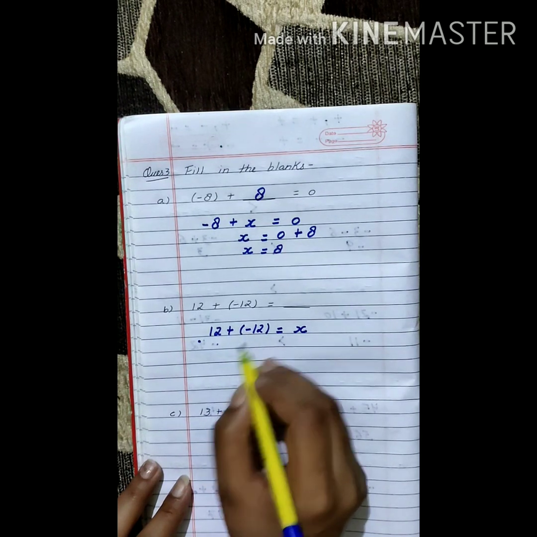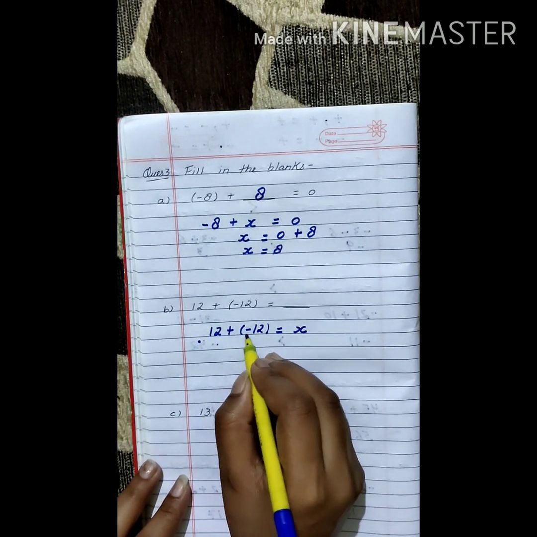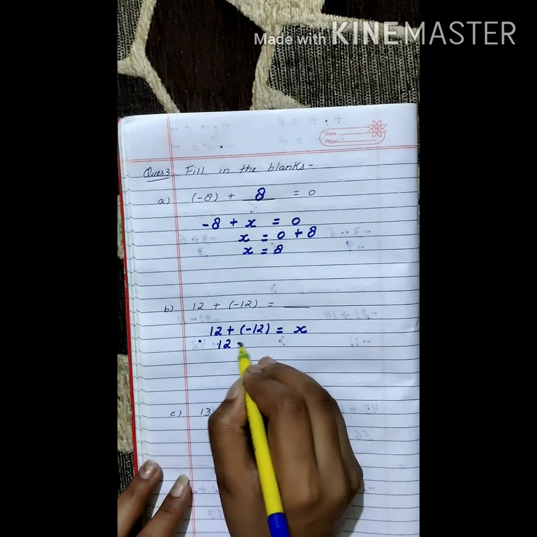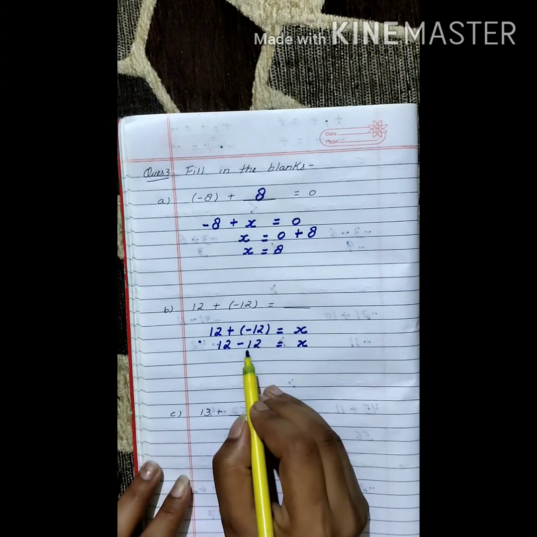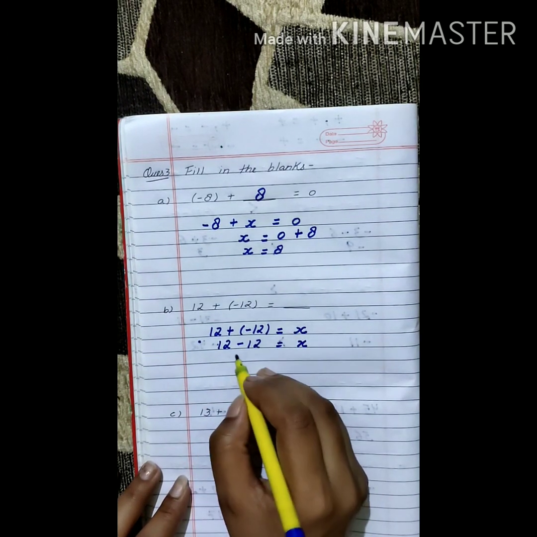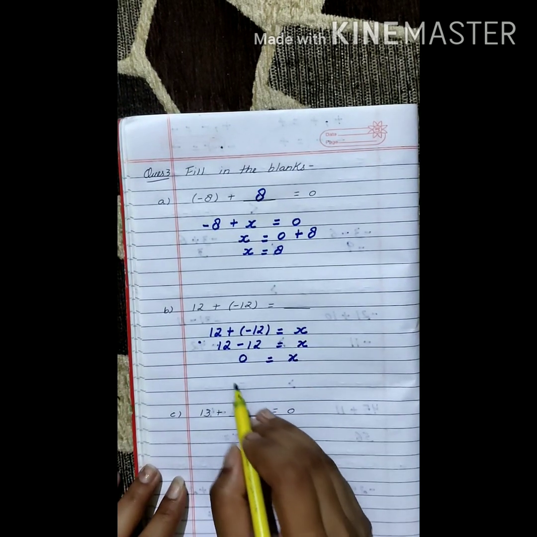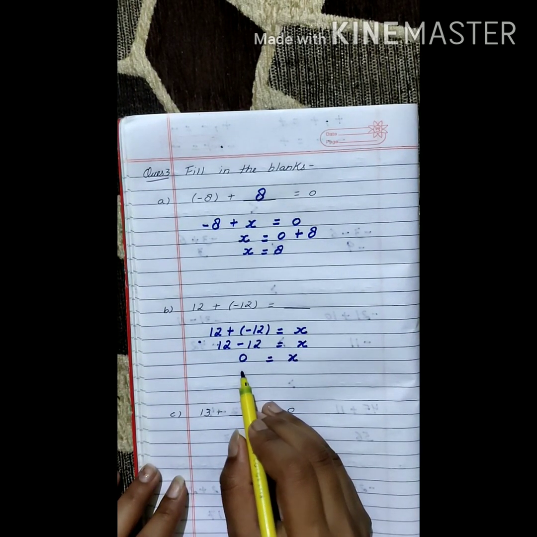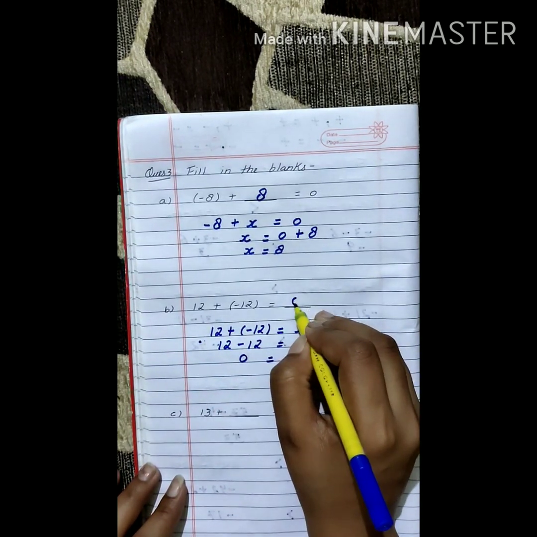Here we have two signs together, so firstly we will convert to a single sign. Plus minus minus, so 12 minus 12, that is equals to x. It is a positive and a negative term. So plus minus minus, 12 minus 12 is equals to 0. And we know that 0 can never be positive or negative. So 12 plus minus 12 is equals to 0.